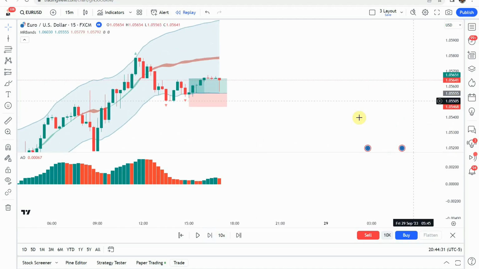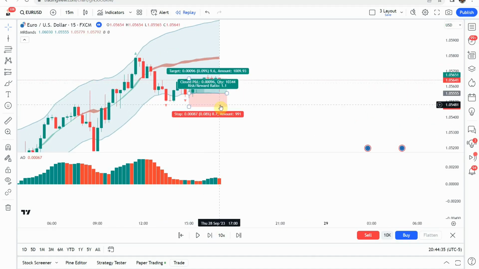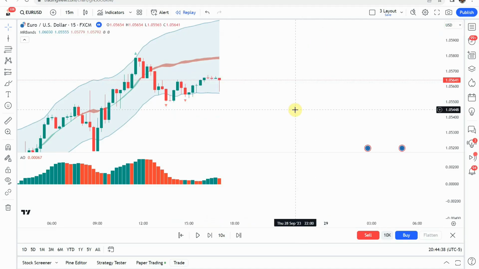So you can see there that we push down just a little bit more and then make that spike to the upside. So let's go ahead and look at a short trade now.